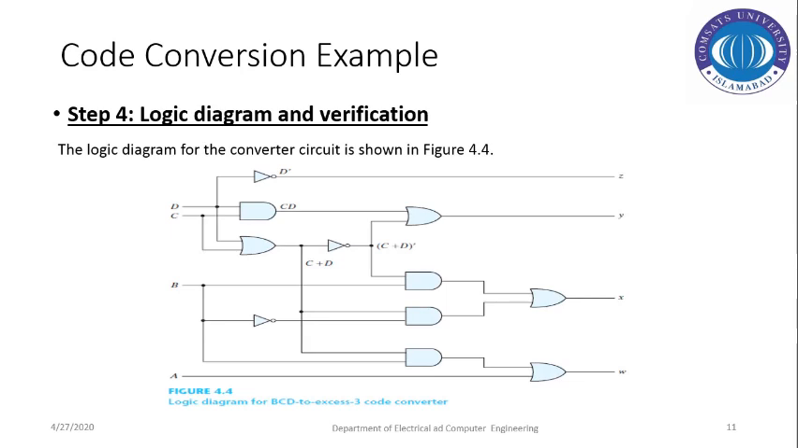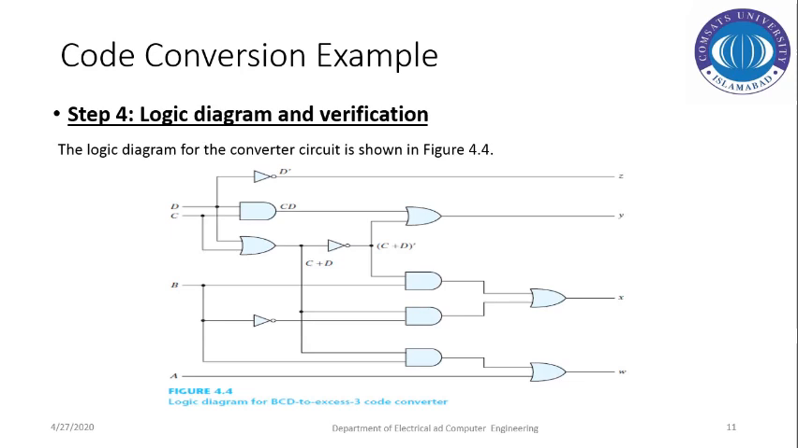And if there is a contradiction, this is the point at which we identify that either we have made some mistake in the process, or we have not correctly implemented the logic diagram. So these are the four steps.